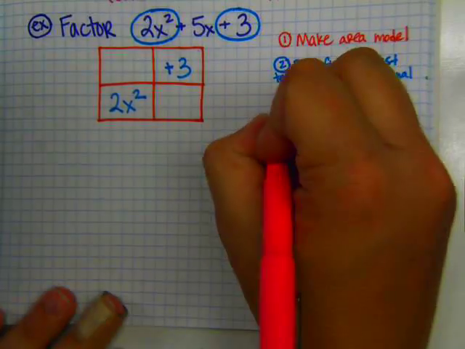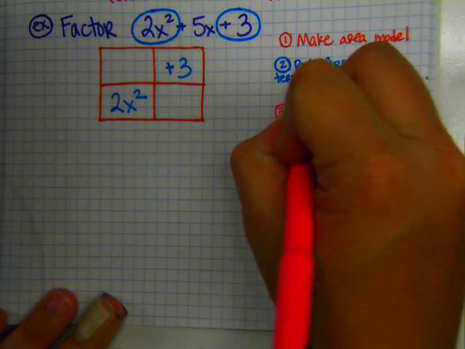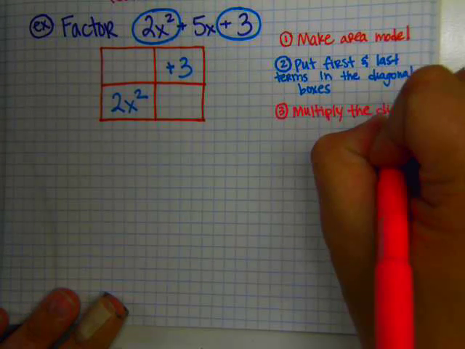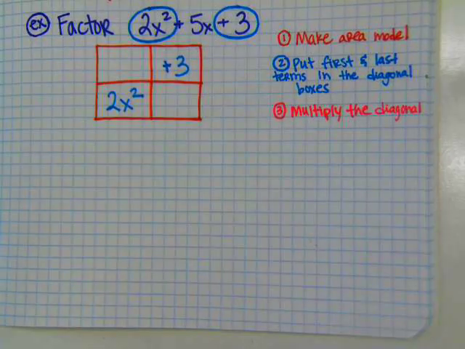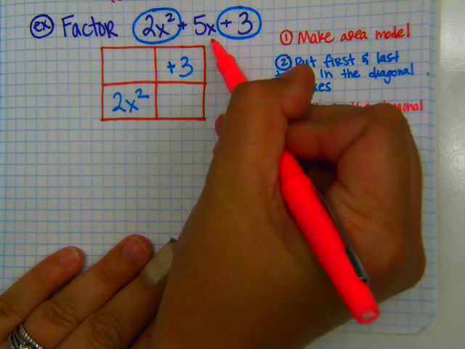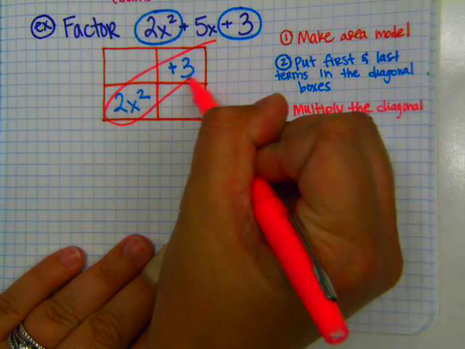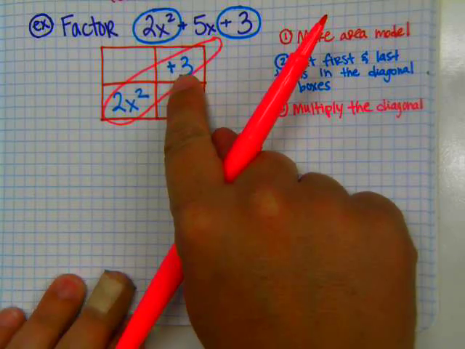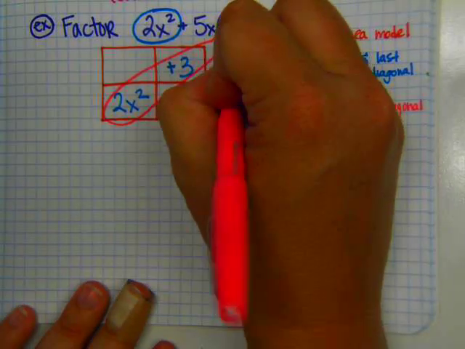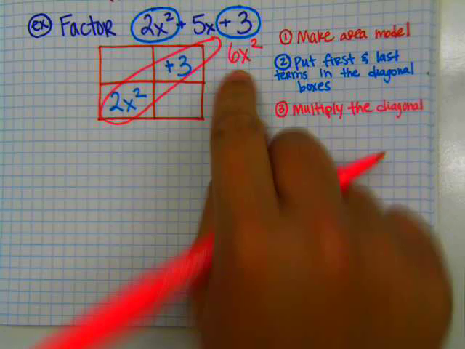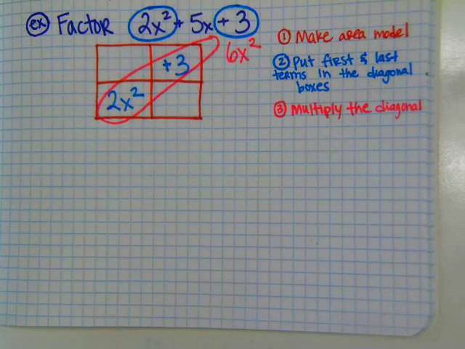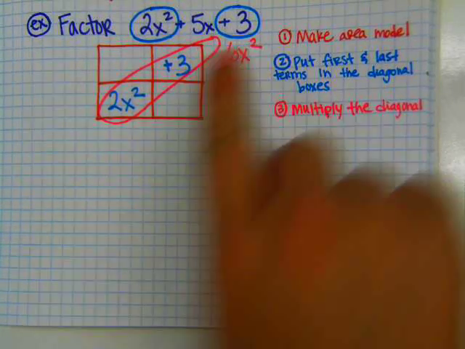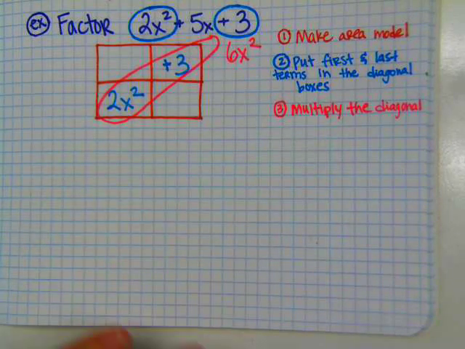Step 3. Multiply the diagonal. Okay? So we're going to take these and we're going to multiply them together. So we do 2x squared times plus 3, and that's going to give us 6x squared, and I'm going to write it right there. Multiply the diagonal, 2x squared times plus 3 is 6x squared. Step 4.